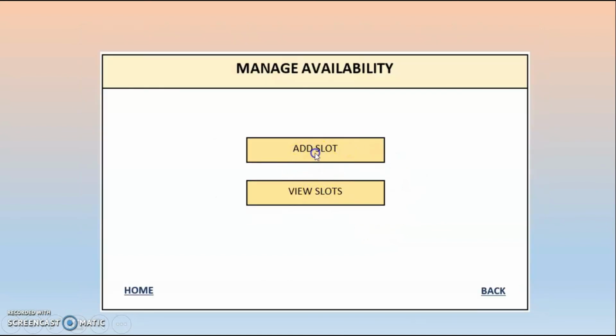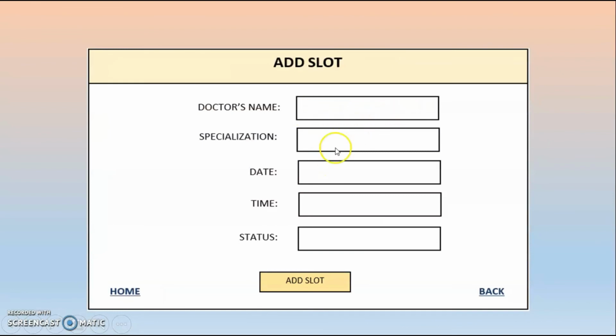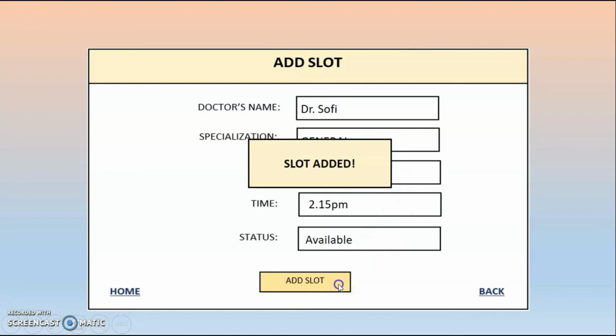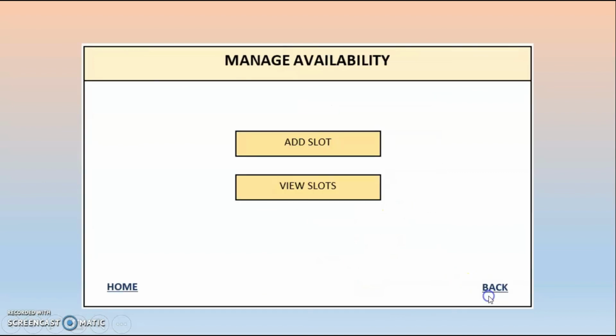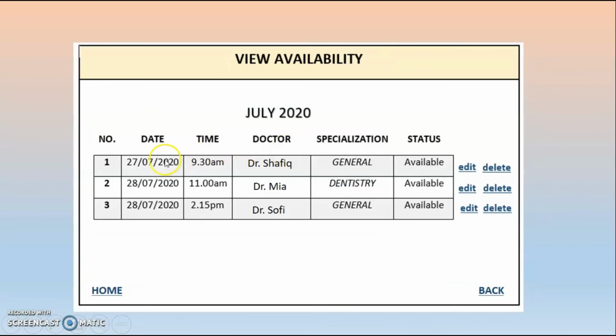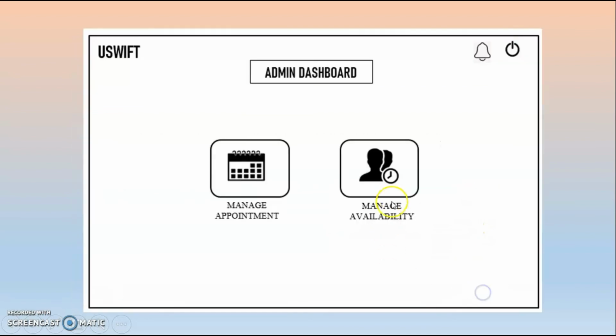So in add slot, admin can add new available slot by entering the doctor's name, specialization, the date of the slot, the time of the available slots, and also the status of the slot. And after the slot is added, admin can view all the slots that were added. So this is the slot that was previously added. Admin can also edit or delete that slot if there are any changes. Admin can also log out from the system.